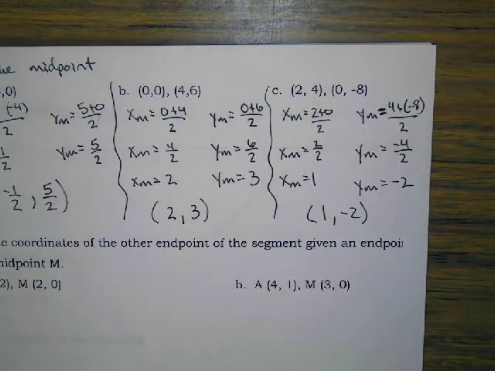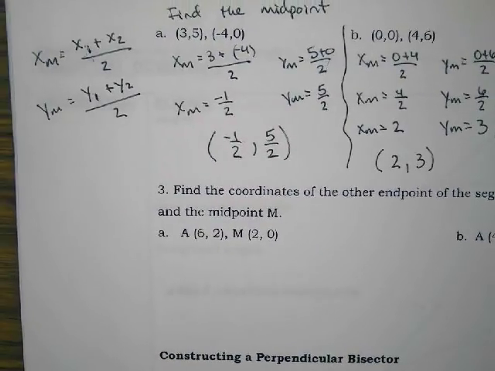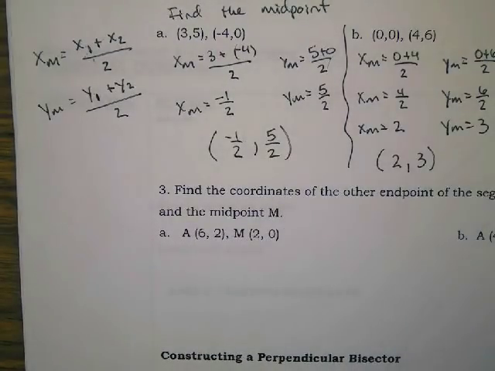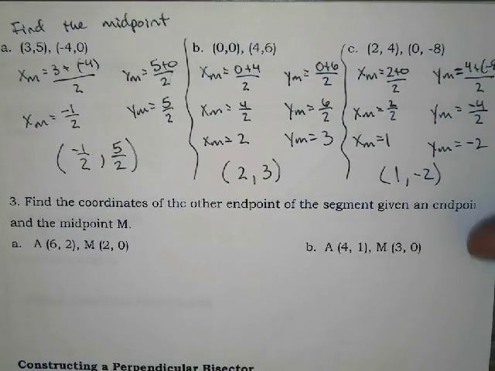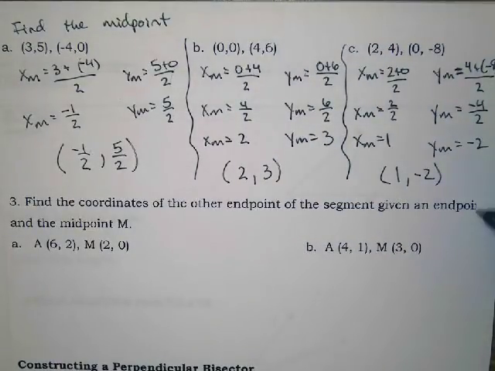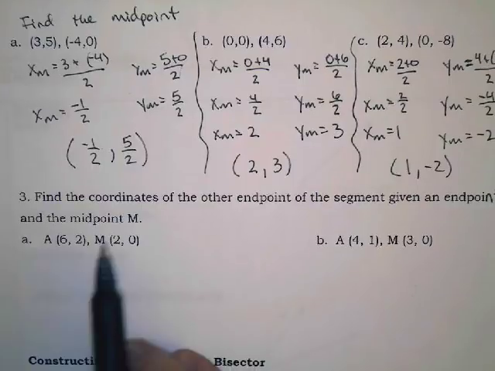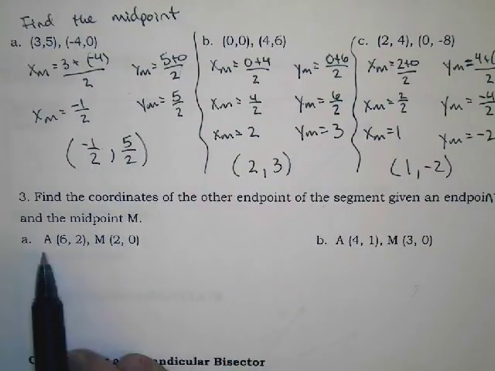Okay, so we have one more piece to do, and then we'll be done with this section. And for that, what if we're given a midpoint, and then we want to go in reverse to find the other coordinate? So let's look at 3. Find the coordinates of the other endpoint of the segment given an endpoint and the midpoint m. So m is our midpoint, and this is one of the endpoints.